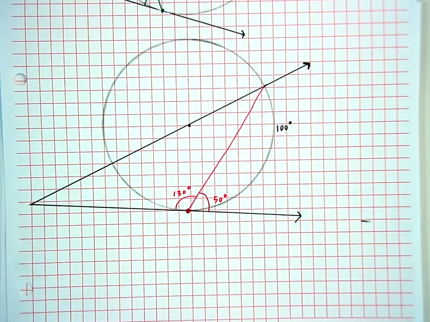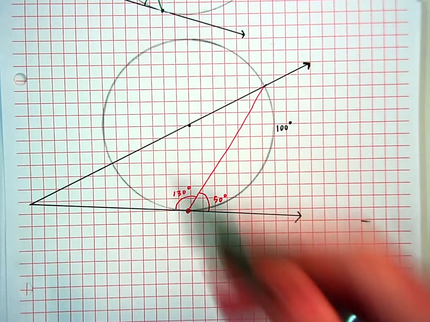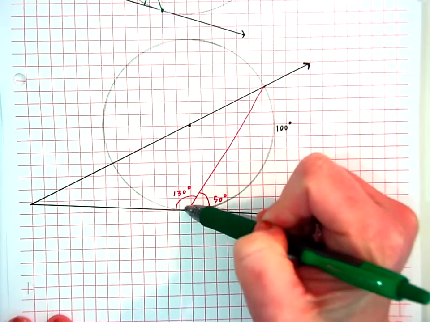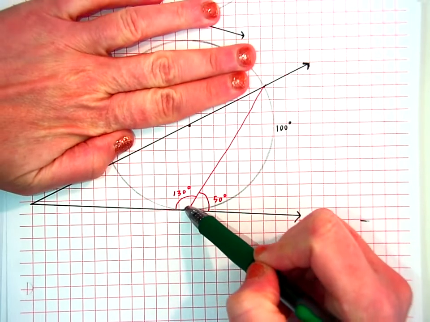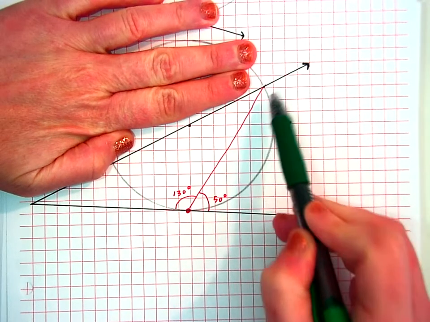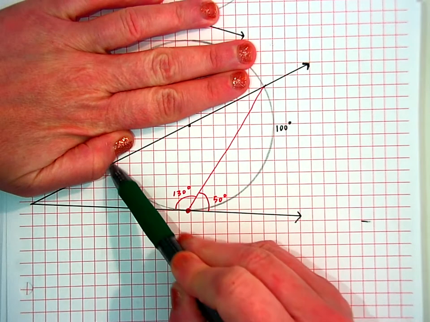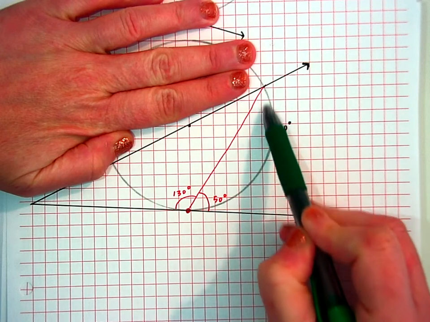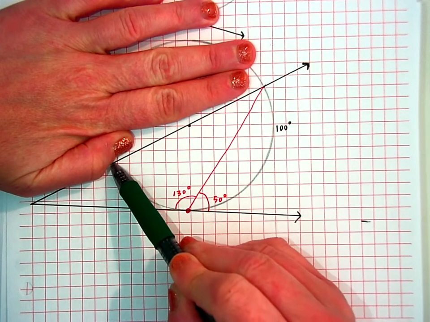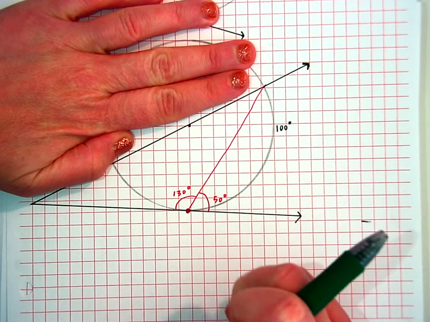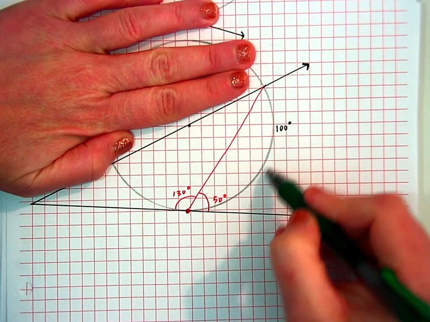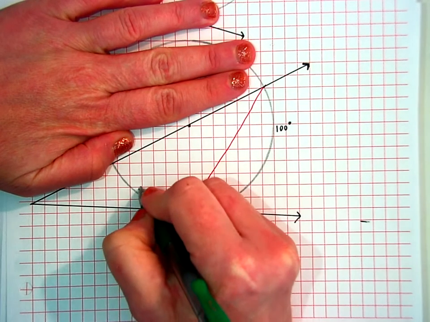Okay, I can also fill in this arc from here to here. Let me block this out for a moment. So this is a diameter, so this has to be a semicircle. A semicircle is exactly half the circle, so it has to be 180. So if this arc is 100, then this arc here has to be 80.